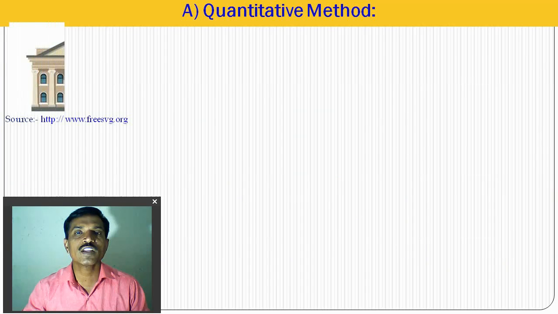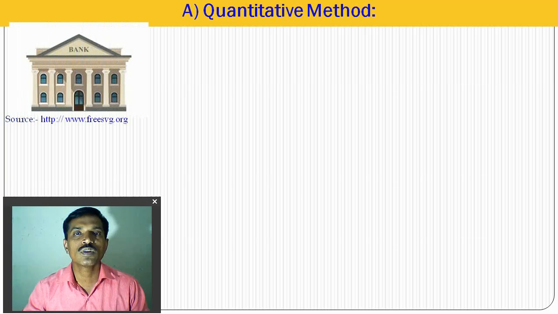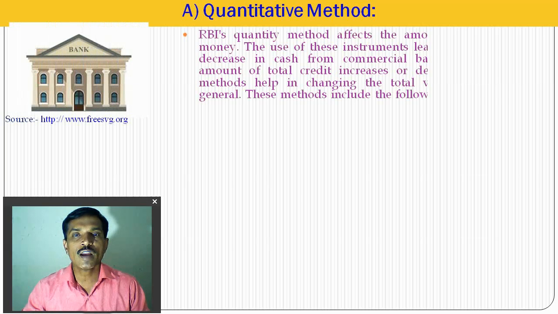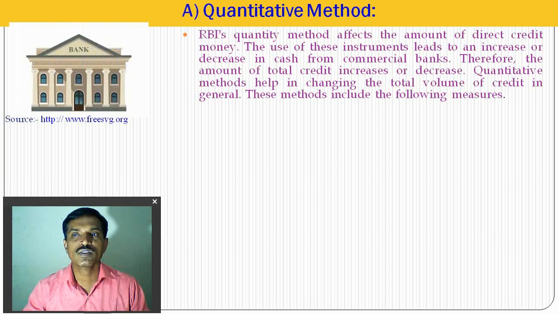First we look at some quantitative tools for credit control. The RBI uses the quantitative methods to control the money supply. These instruments lead to an increase and decrease in cash with the commercial banks, because commercial banks create multiple ways of money through their credit creation function, and therefore an excessive money supply in the economy. Therefore, when the amount of total credit needs to increase or decrease, the RBI uses the quantitative methods. This helps to reduce or increase the volume of total money supply.